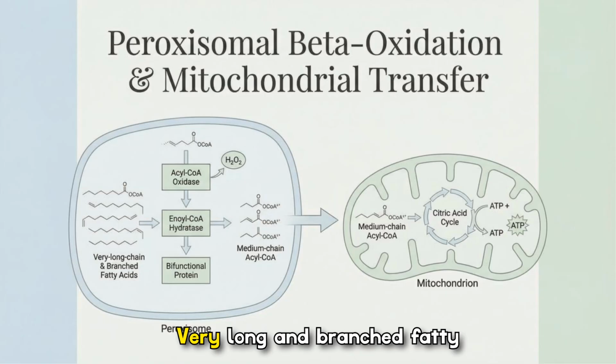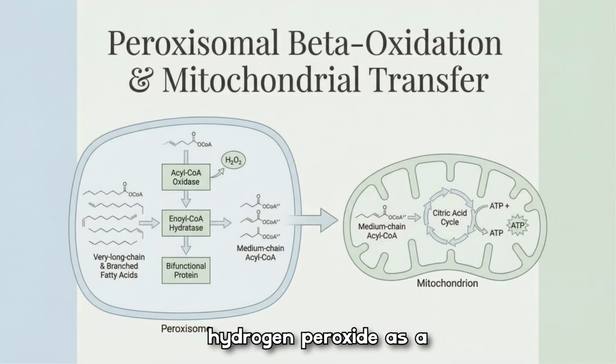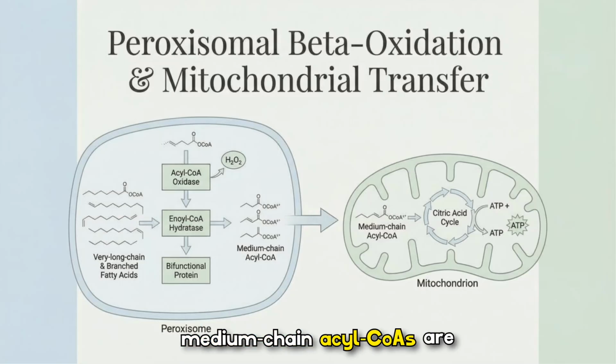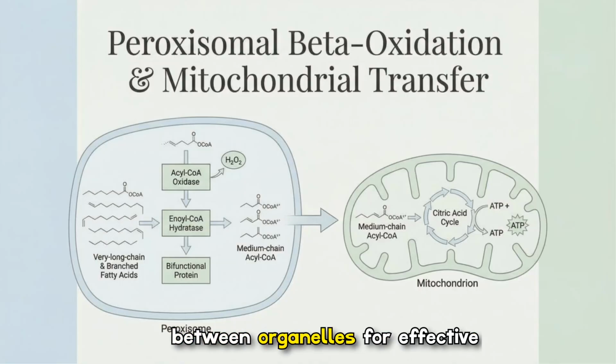Very long and branched fatty acids are initially handled in peroxisomes, where acyl-CoA oxidase and associated enzymes shorten chains and produce hydrogen peroxide as a byproduct. The resulting medium-chain acyl-CoAs are then shuttled to mitochondria for complete oxidation, demonstrating a division of labor between organelles for effective lipid catabolism.